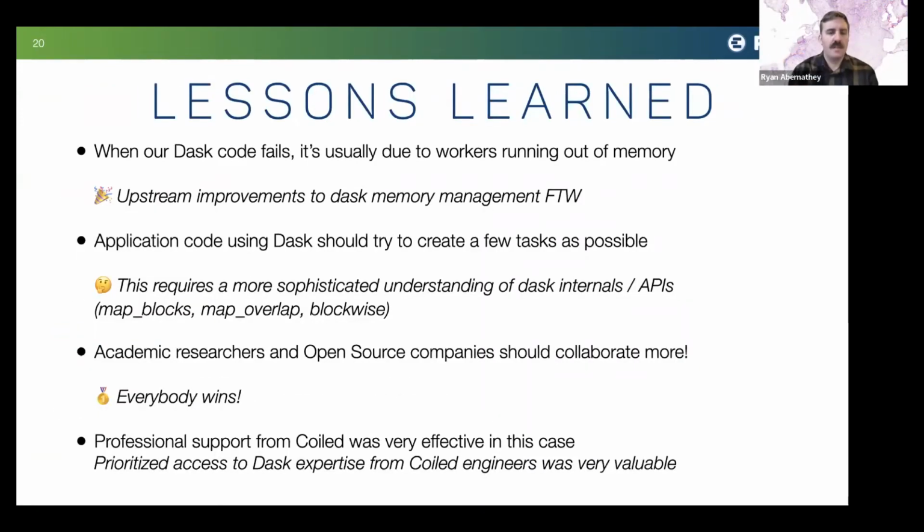All right, I'll hand it back to you. Sure, yeah. So just summing things up with some of the lessons we learned through this collaborative work with the Coiled folks. In general, when our Dask code fails, it's usually due to workers running out of memory. And so we're really happy to see some of these upstream improvements to Dask memory management. In a short time, less than a year, we've seen really measurable improvements to the way Dask schedulers are managing memory, and that has real impacts on our work.